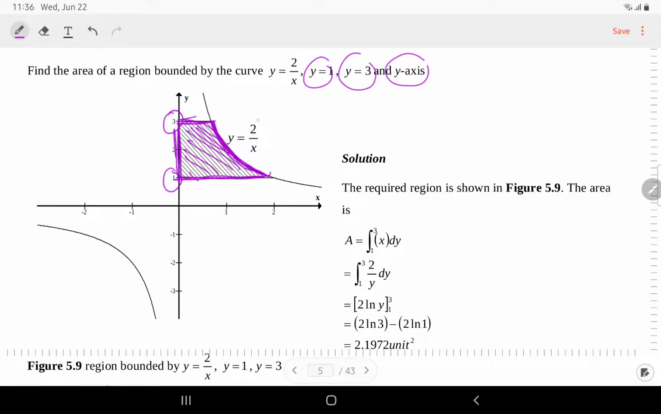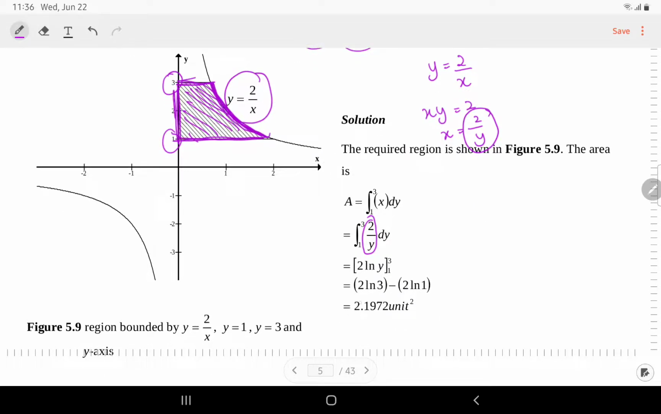Okay, so macam mana nak buat variable y daripada sini? y equal to 2 divided by x. So darab silang akan jadi xy equal to 2, and then x equal 2 over y. So 2 over y ni yang kita akan masukkan dekat sini, 2 over y dy. So 2 over y integrate jadi 2 ln y, and then kita masukkan limit dia from 1 to 3. So dapatlah jawapan kat sini.